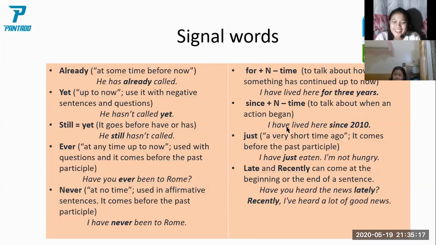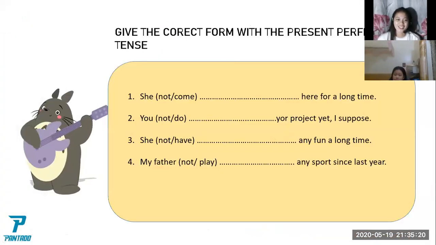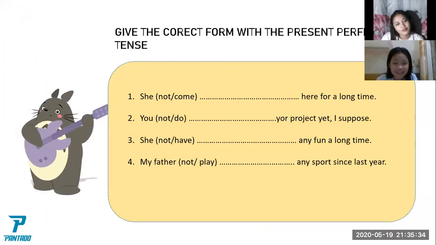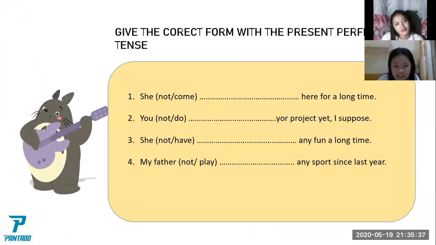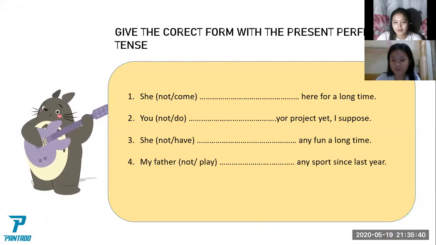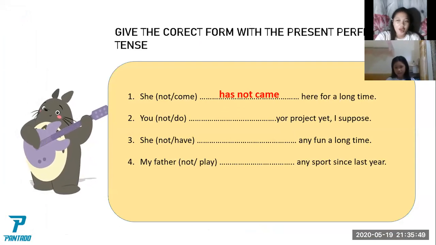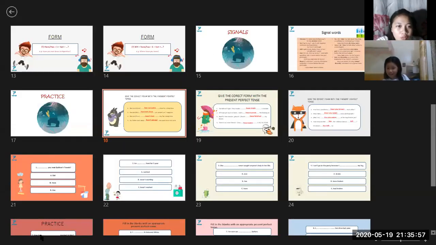It is really noisy. Okay, so let's practice. Give the correct form with the present perfect tense. She hasn't come here for a long time. She has not came here for a long time. Remember, the verb is in the past participle, and the pronoun is she. Okay, let's go back to this one.